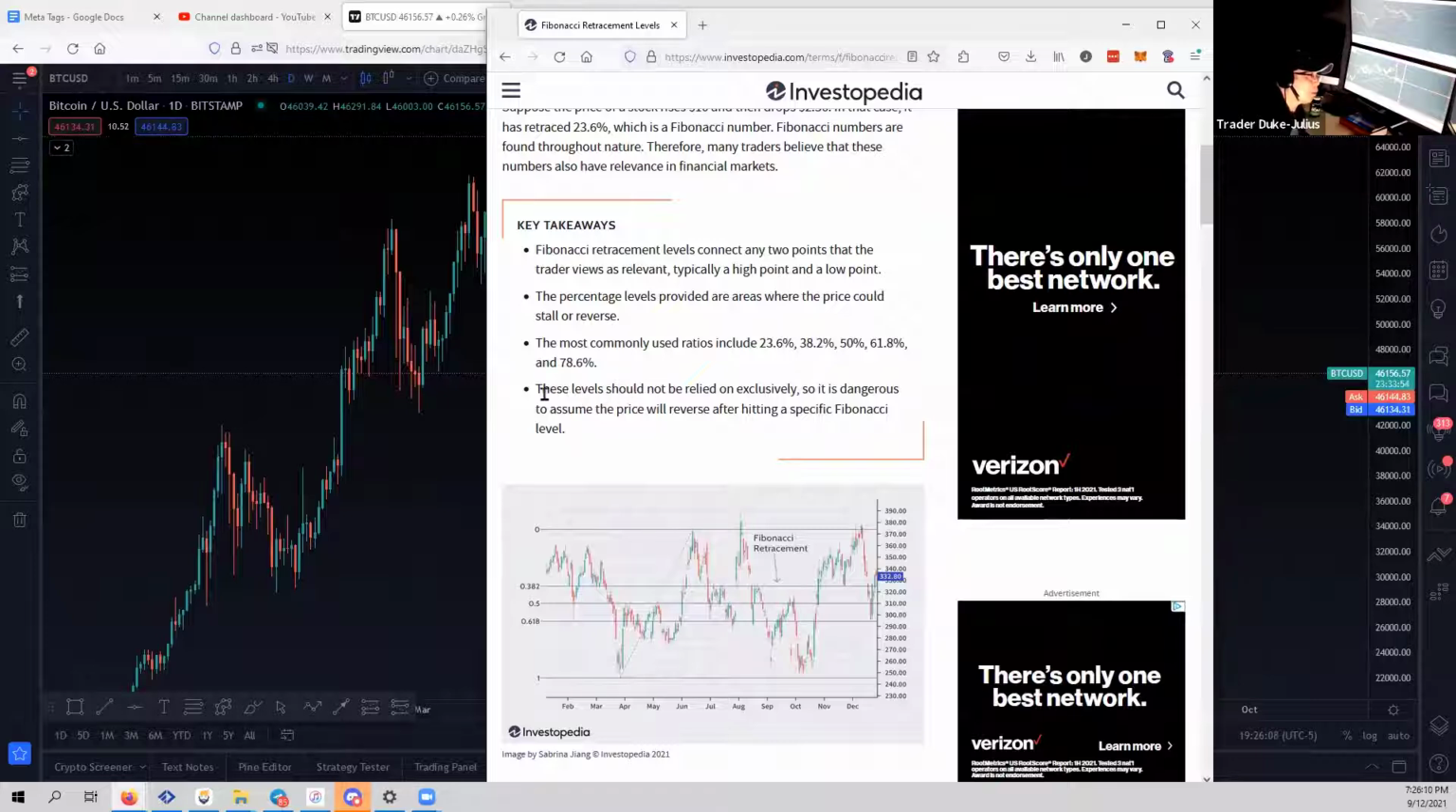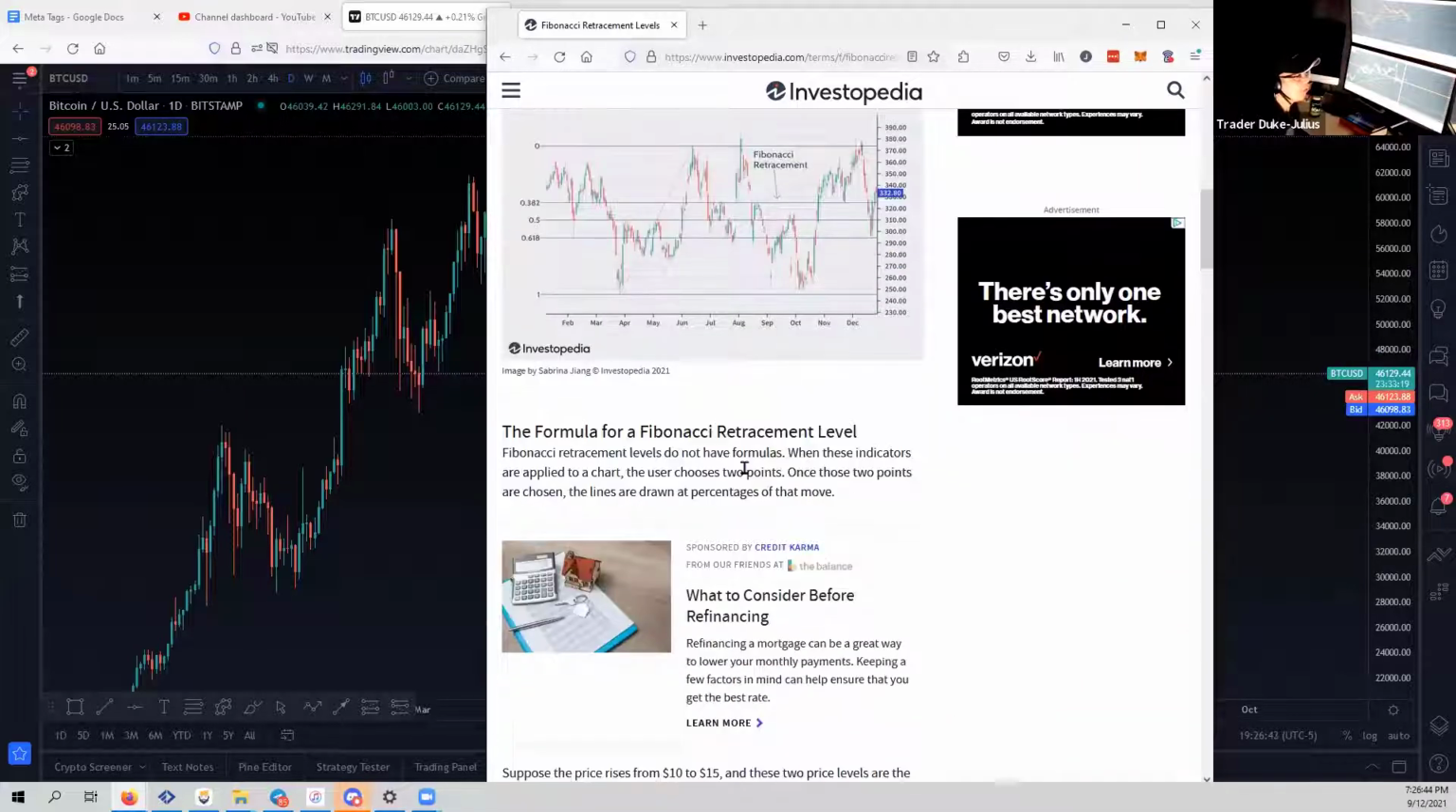These levels, now this is important, I read this earlier, these levels should not be relied on exclusively, so it's dangerous to assume the price will reverse after hitting a specific Fibonacci level. And this is where we use Fibonacci as a means of setup, all right? And I don't use it the way most traders will use it. I'll show you how I use it based on reading what's called institutional discount level, okay? And also we use different ratios than what they've got posted here, much different.